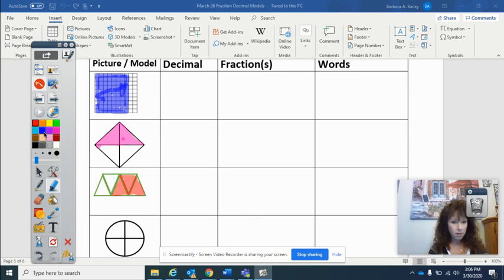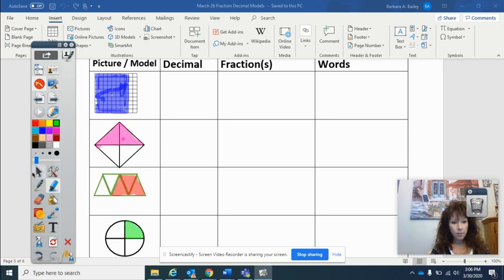Okay, and on the last one, which color should we use? Green. Okay, so I've got a circle that is divided into 4 equal parts, and I'm going to shade one of the 4. All right, so you can go ahead and shade yours in just like I did. And then you're going to write your decimals, fractions, and then simplify them, and then the words.